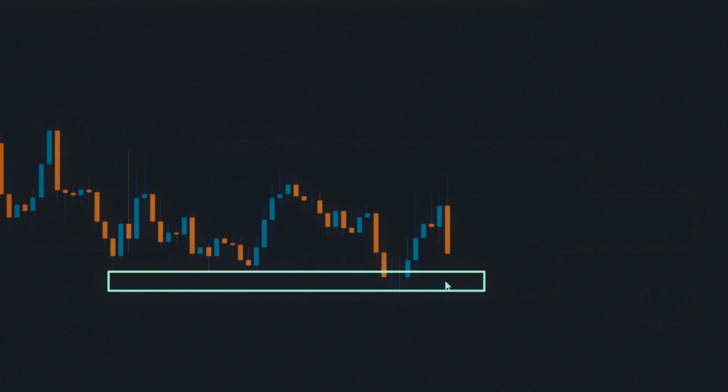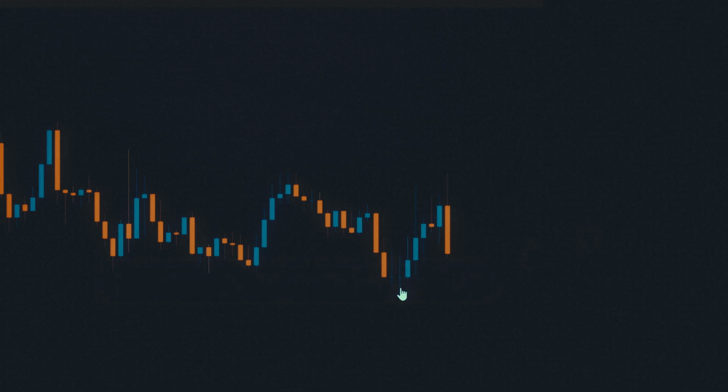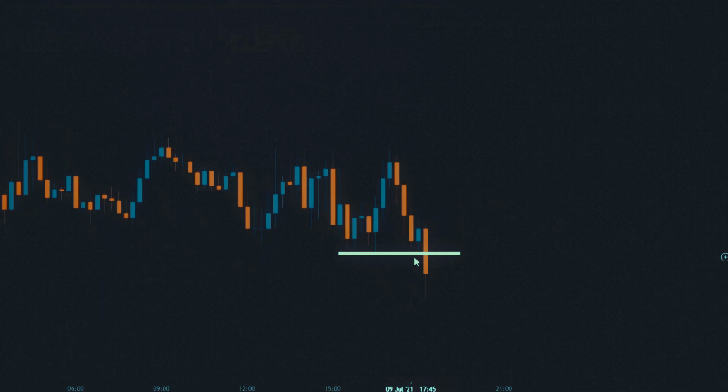I also want to just briefly mention the piercing line pattern. This happens when price gaps lower to begin a new session, but then surges up to close above the midpoint of the previous bearish candle. It's a really great sign that buyers have overwhelmed sellers.